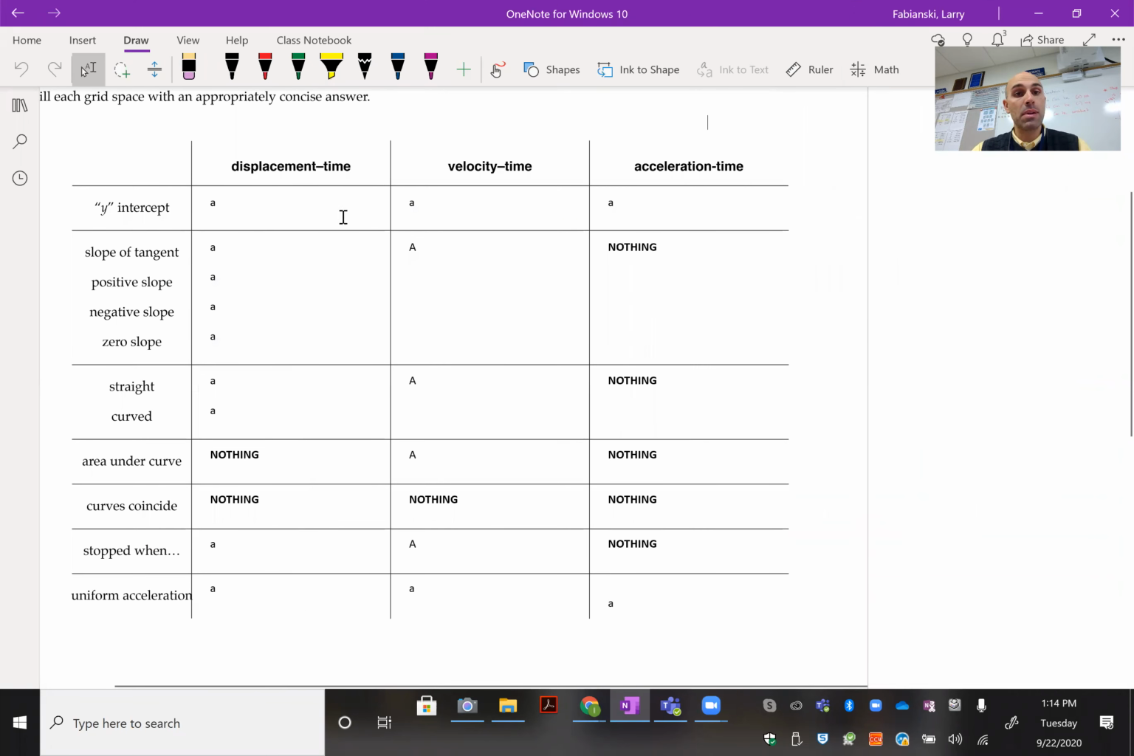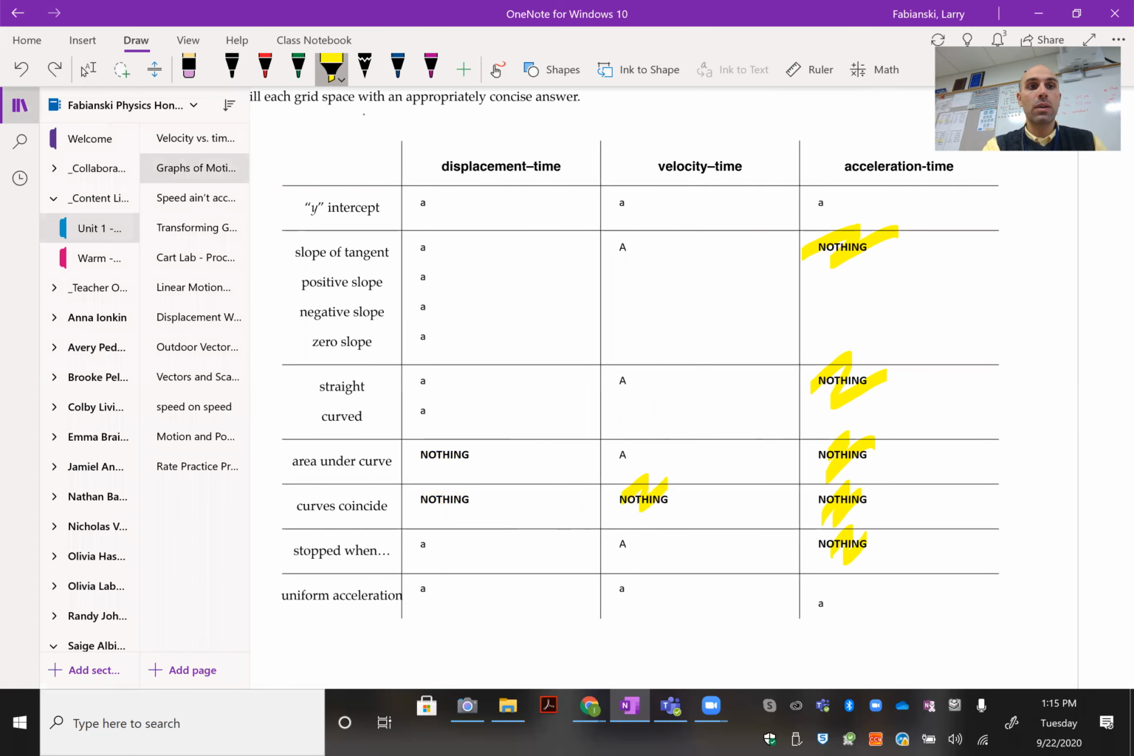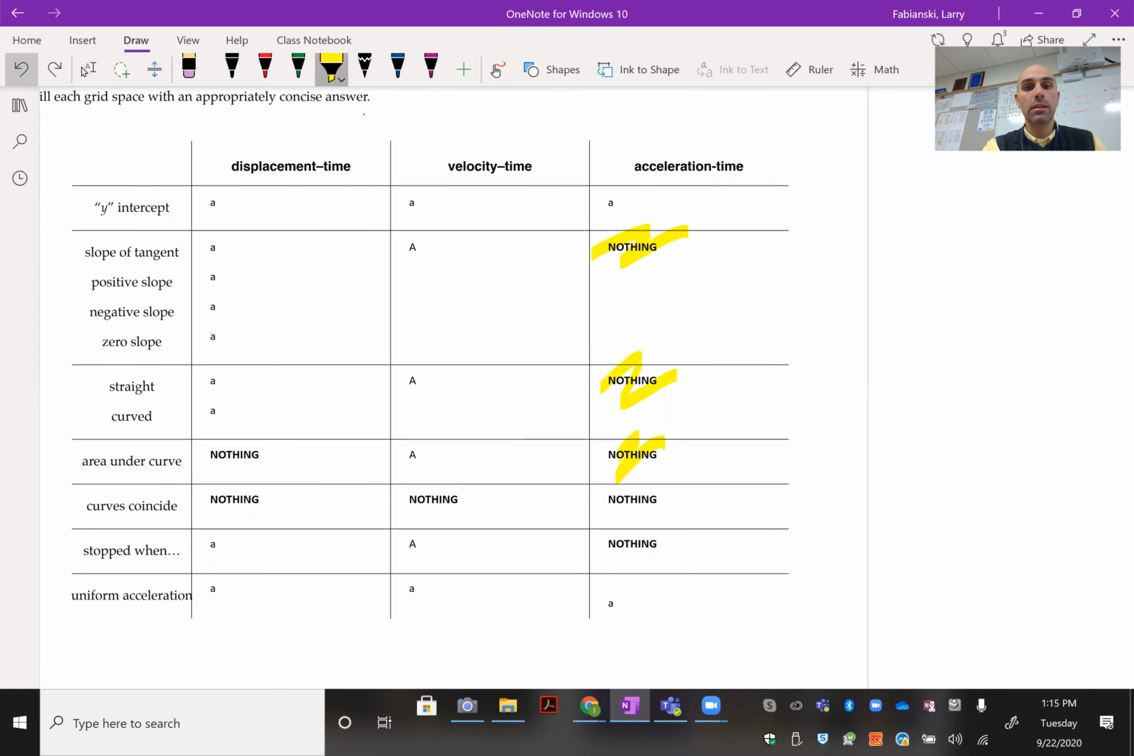You guys will be able to type in displacement versus time graph, a velocity versus time graph, and an acceleration versus time graph. Anywhere the table has a nothing written in it, you will not have to fill in anything into those areas. But anywhere there's a capital or a lowercase a, you will have to fill in stuff there. So let's quickly get all these things away, and then we can jump right into this.